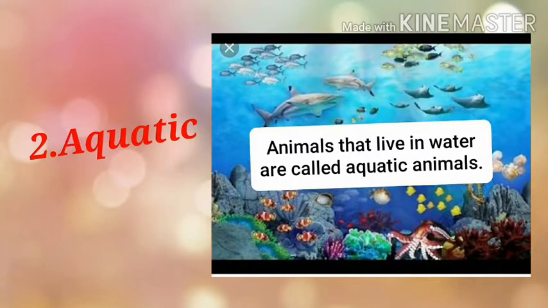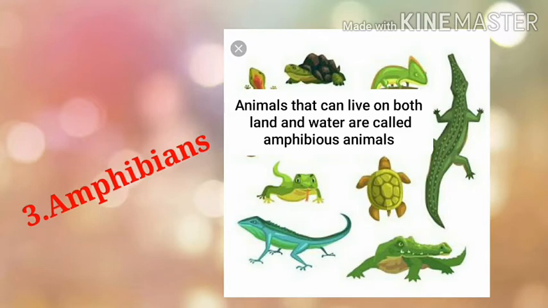Second type is aquatic animals. Those which live in water. So like fishes and all. Amphibians are those animals which can live on both land and water, like turtles, tortoise, crocodile, and many more. So they can survive on both on land and water.